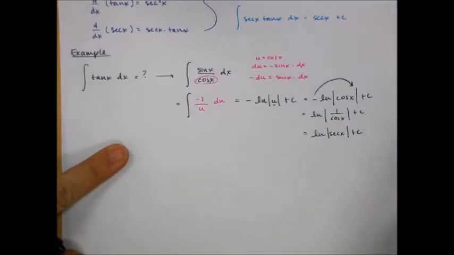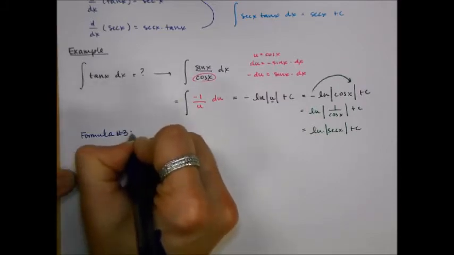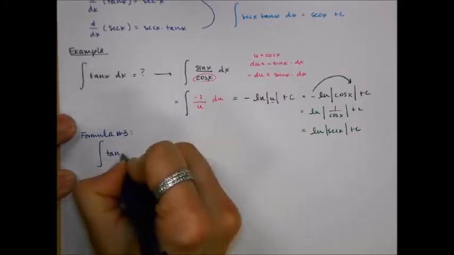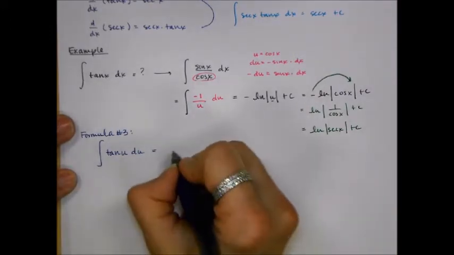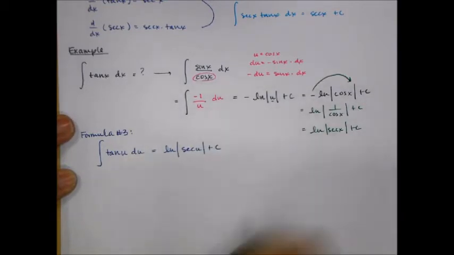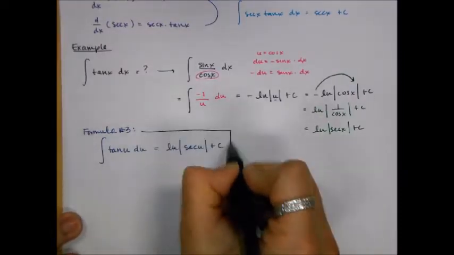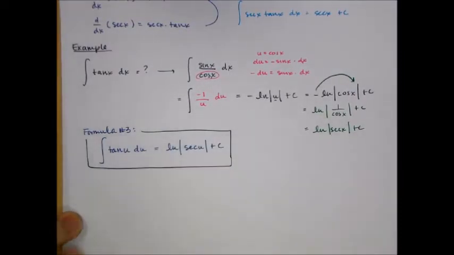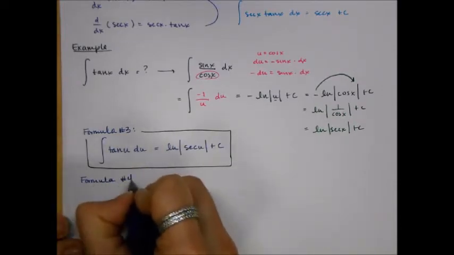So formula number 3, the integral of tangent u du, in case there is some kind of substitution going on, gives us the natural log of the absolute value of secant u plus c. And so that is the actual formula that we'll want to use. The other formulas are found the same way. So instead of having to derive all of them, I'm just going to give you the remaining ones.